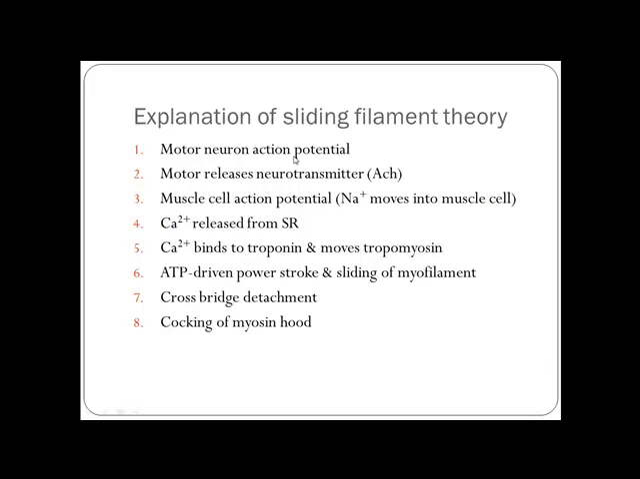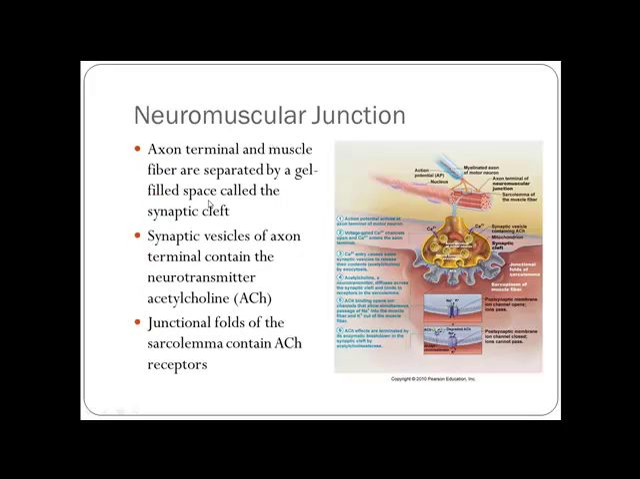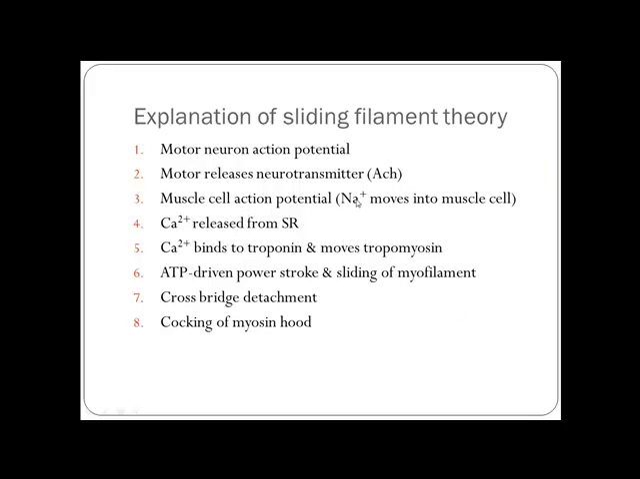So here's our sliding filament theory we'll talk a little bit more about. Our motor neuron reaches its action potential, we release the ACh, that's going to interact with our little protein channel. Sodium moves into the cell, we release calcium from the sarcoplasmic reticulum. Calcium binds to troponin and tropomyosin. So here, let's see this. Calcium is going to bind to troponin and tropomyosin. We get our ATP driven power stroke, cross bridge detachment, and cocking of the myosin head. We're going to go through this right now.